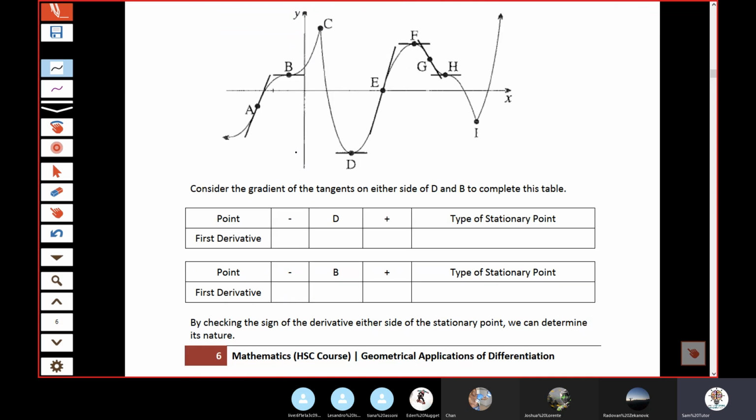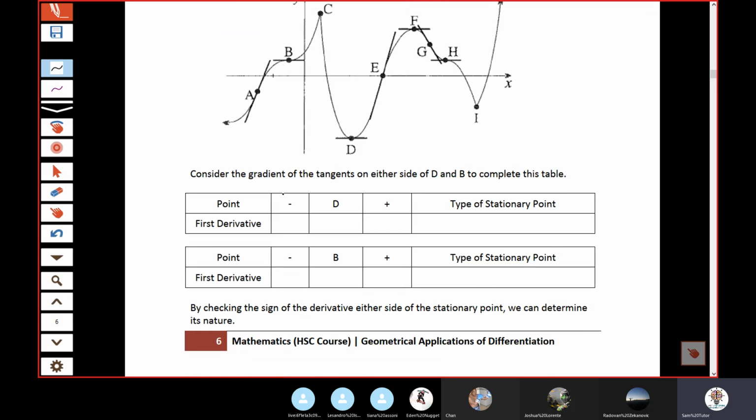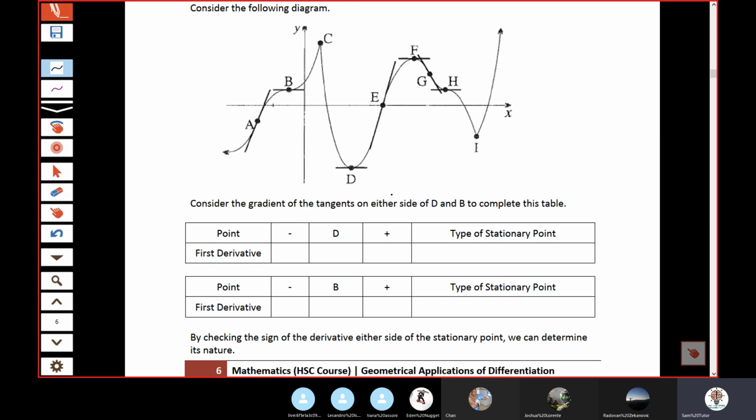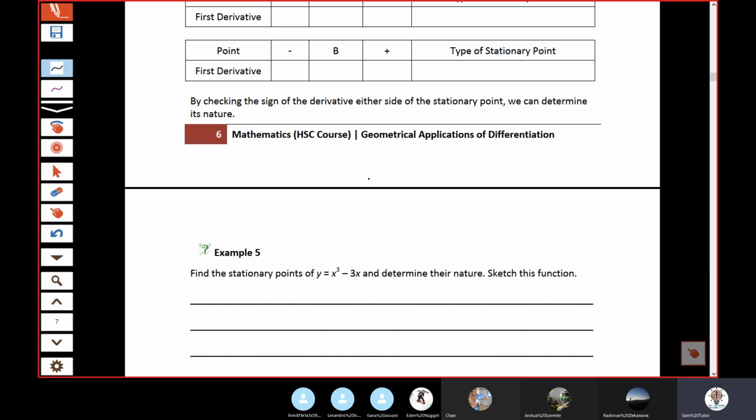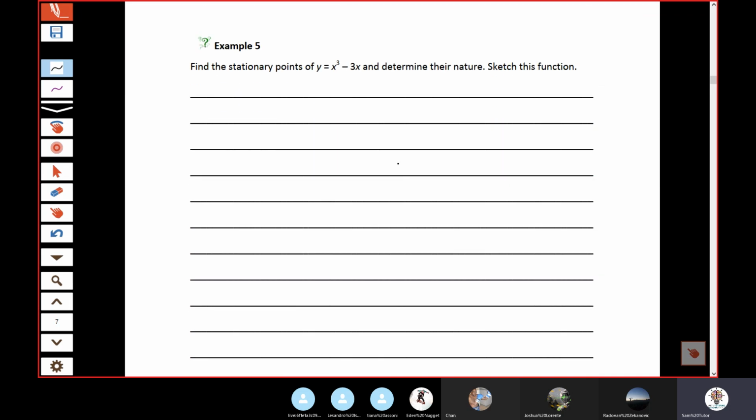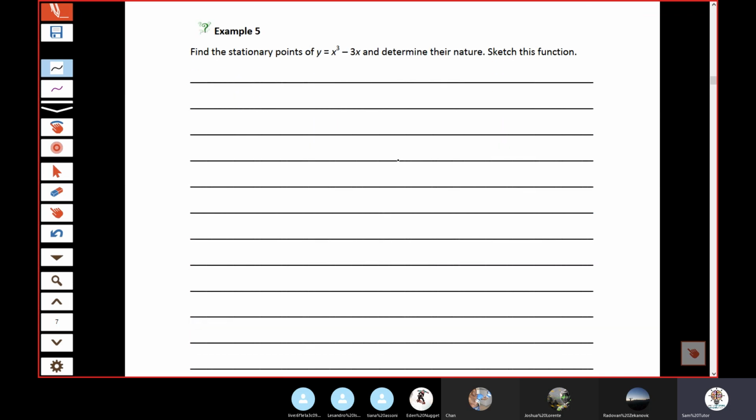All good. Consider the following diagram. I think we already did this. Consider the gradients from D to B to complete the table. It's okay. Let's just get to this. Find the stationary points and determine their nature. Sketch this function. I'll give you 2 minutes to just do the stationary points bit, and then I will do the nature and I will sketch.